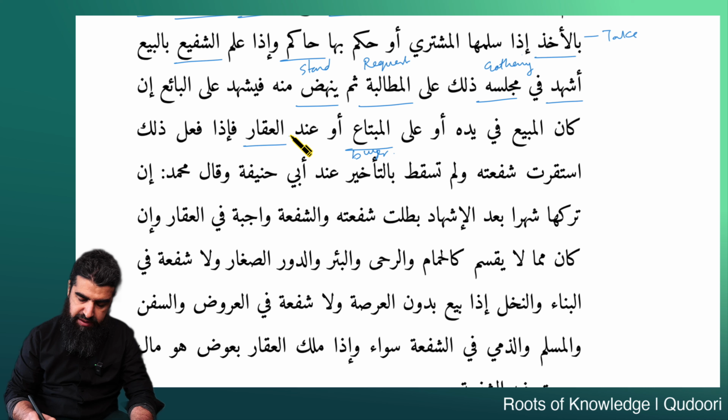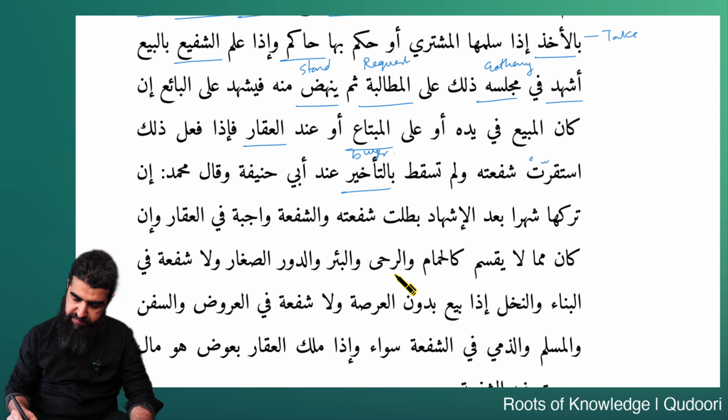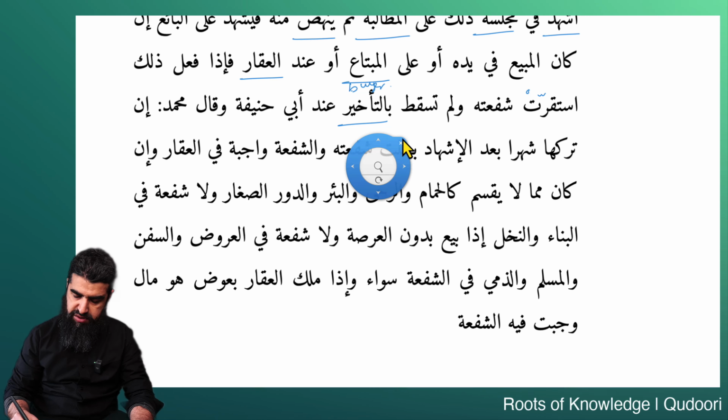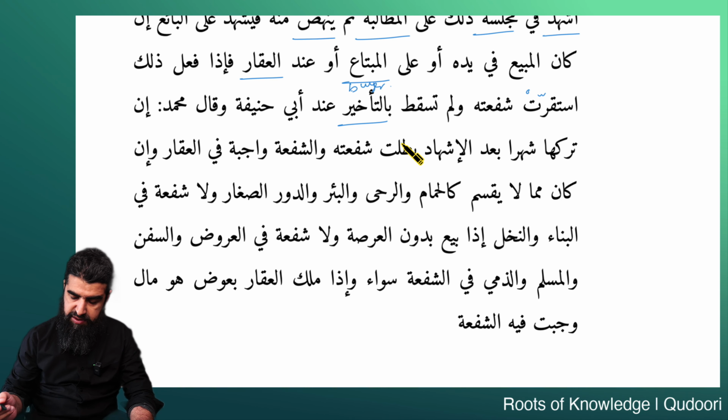Aqar is property. Istaqarrat means to remain. Istaqarra yastaqirru. Shuf'atuhu ولم تسقط تأخير, delay. تركها شهرا بعد الإشهاد بطل شفعته وشفع واجب في العقار وإن كان مما لا يقسم. A lot of these words are straightforward for you guys, I know, so I don't want to spend too much time trying to explain these things. يقسم means to be divided, something that's dividable. And then كالحمام, like the hammam.